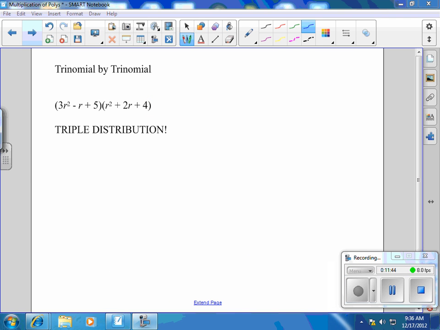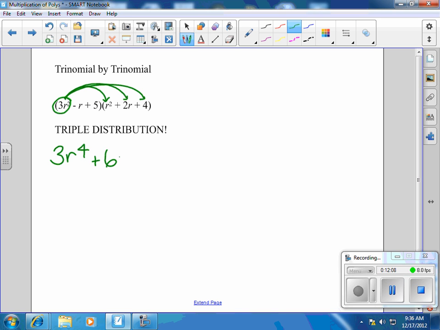Last multiplication one that we're going to do, trinomial times a trinomial. And instead of double distribution, we need to triple distribute. So I have 3r squared that needs to be multiplied by everyone here. So I have 3r squared times r squared gives me 3r to the fourth. 3r squared times 2r gives me 6r cubed. 3r squared times 4 gives me 12r to the second power.